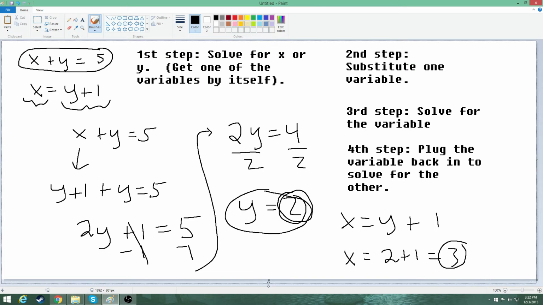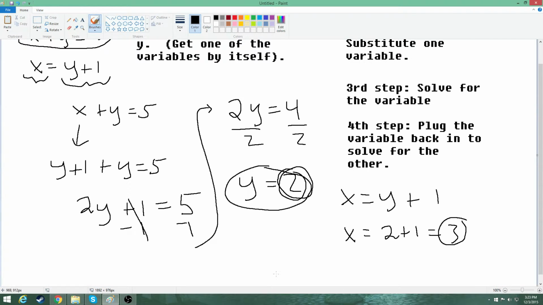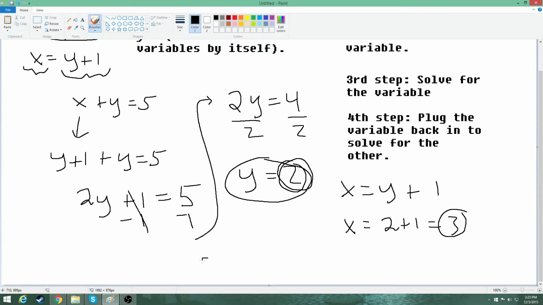So what that means, we have the x value that we solved for, we have the y value that we solved for. The solution to our system is 3, 2. Okay, solution is 3, 2. And that's how you do one of them.